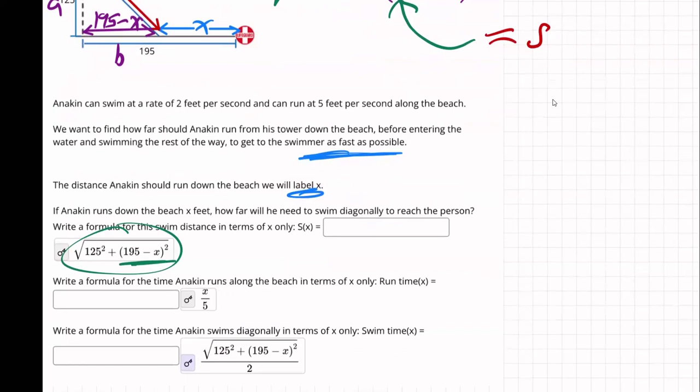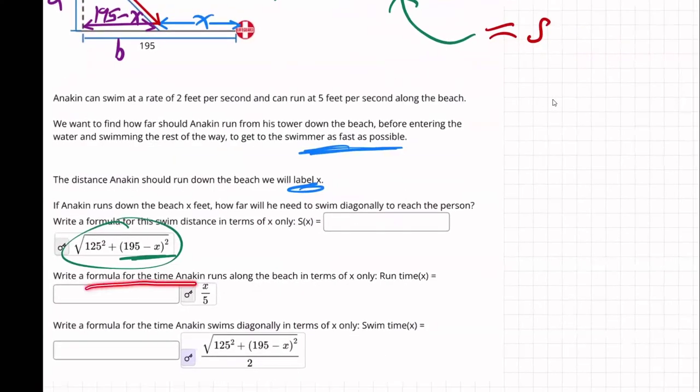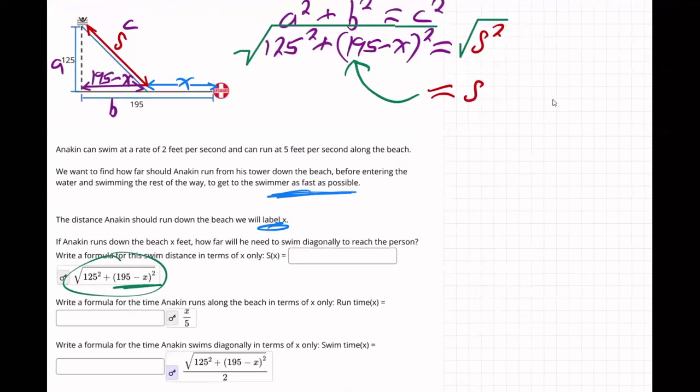Now, write a formula. Next, there's three questions. Write a formula for the time Anakin runs along the beach in terms of x only. Run time. What's his run time? You see the answer there. How did they come up with that? Well, it says here Anakin can run 5 feet per second. That's how fast he runs.